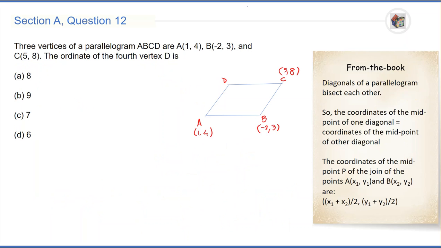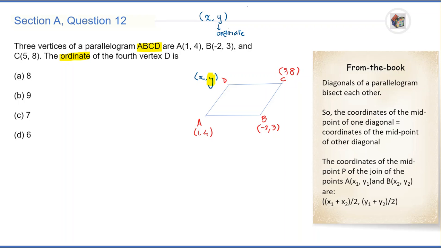Okay, question 12 now. Three vertices of a parallelogram ABCD are given here. So here's just a rough sketch of how that parallelogram can look. This is not according to how the coordinates actually are. The ordinate of the fourth vertex D is, so what is ordinate? When I have any point as x comma y, then the y is what you call the ordinate. X is known as the abscissa, but that's not what we need here. Okay, so if this is my point D, x comma y, then what I want is y. Let's highlight this.